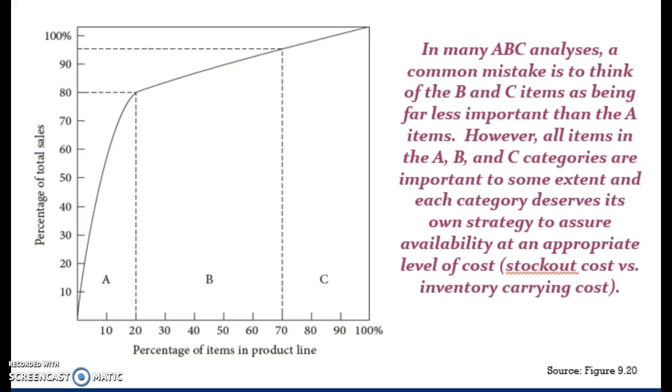ABC classification is relatively simple. The first step is to select some criterion such as revenue for developing the ranking. The next step is to rank items in descending order of importance according to this criterion and to calculate actual and cumulative total revenue percentages for each item. This calculation will allow the items to be grouped into the ABC categories.